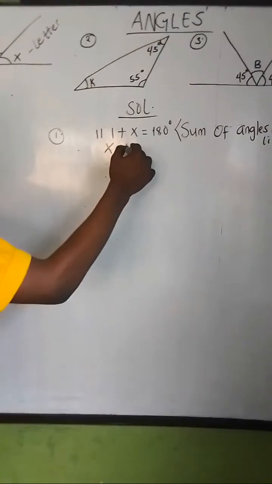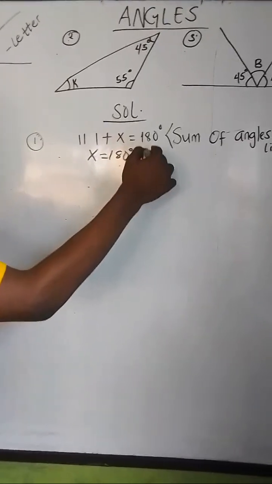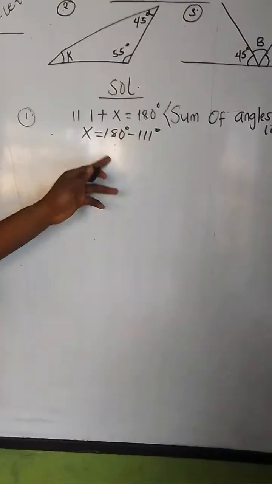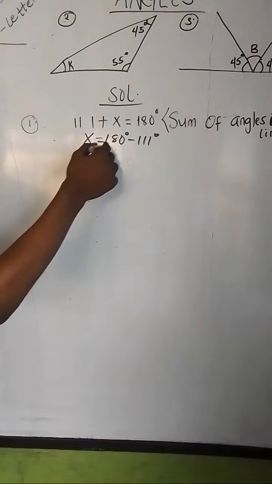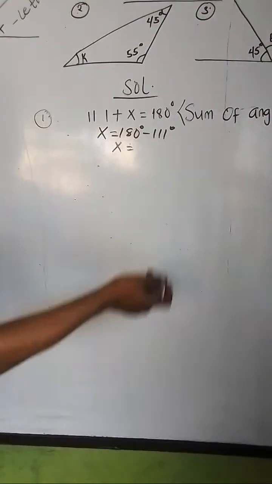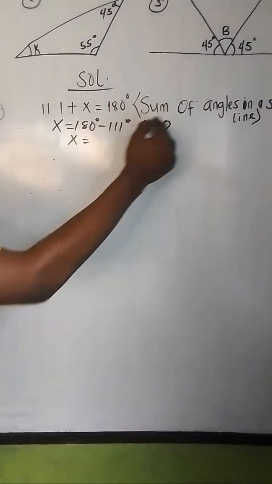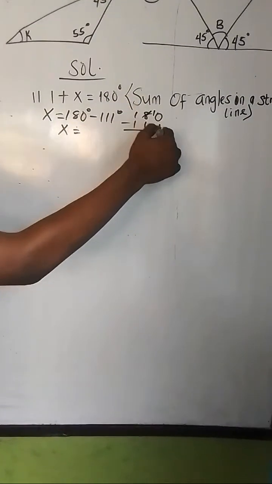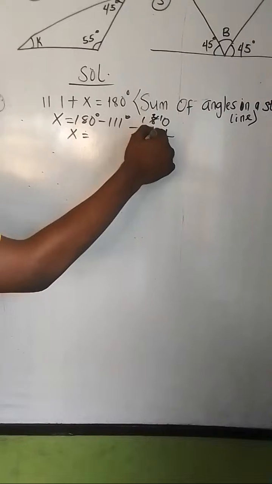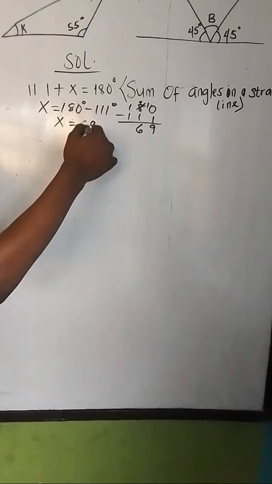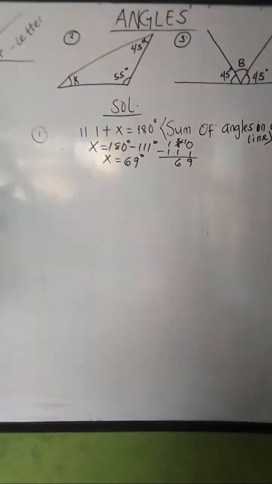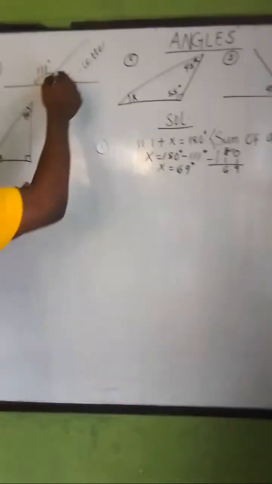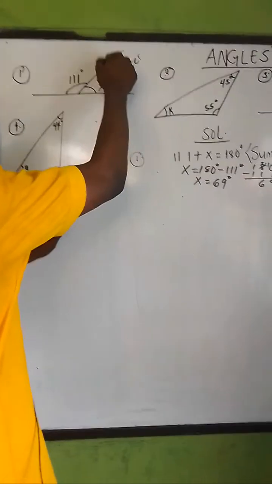x equals 180 degrees minus 111 degrees, and then x equals, so we do 180 minus 111, and that gives us 69 degrees. That's for the first one. So this angle x here equals 69 degrees.